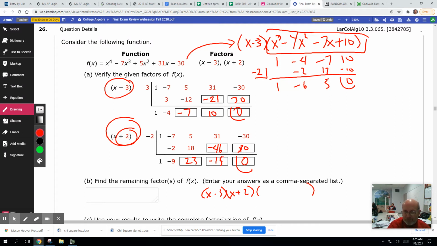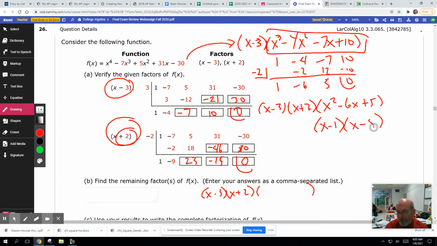So the x minus 3 is still a factor. So this original f of x is now x minus 3 times x plus 2 times x squared minus 6x plus 5, which is a quadratic that we can factor, because we can find two numbers that add to make -6 and multiply to make 5. Those numbers are -1 and -5.